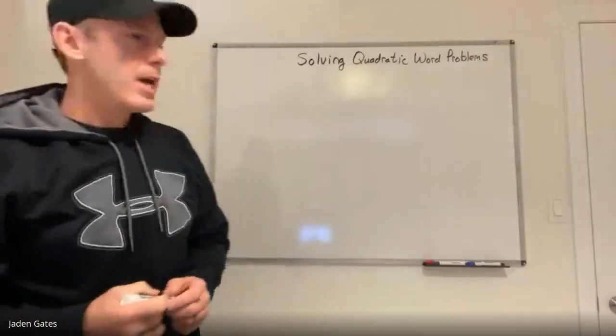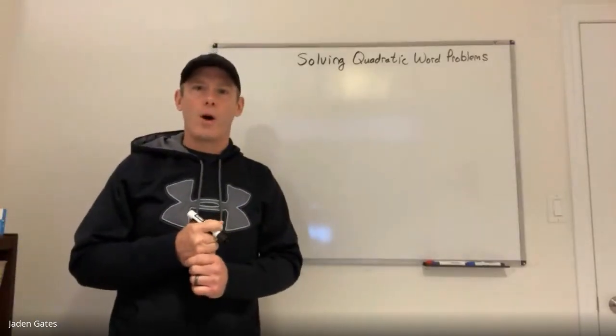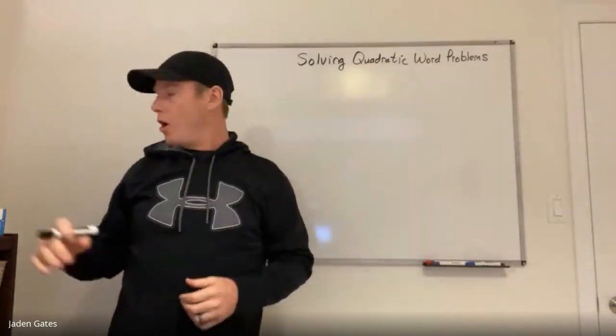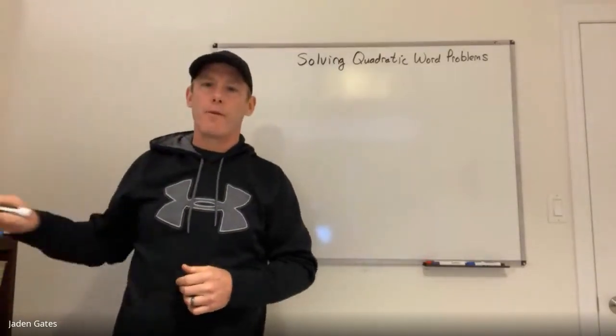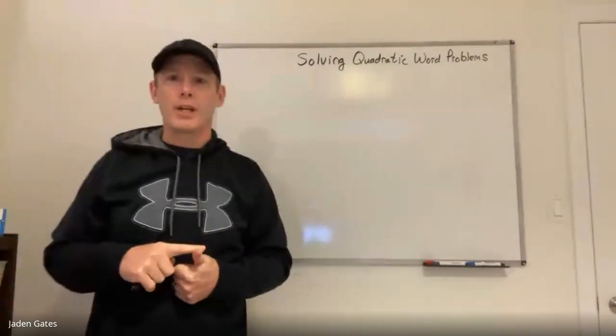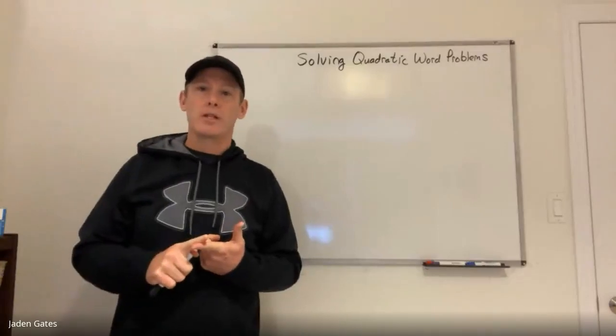All right, so again, this is the last lesson of quadratic relations. We're bringing it all together here. So all the things that we looked at before in terms of solving the multiple different ways we've been solving, and of course, max and mins, which means complete the square.